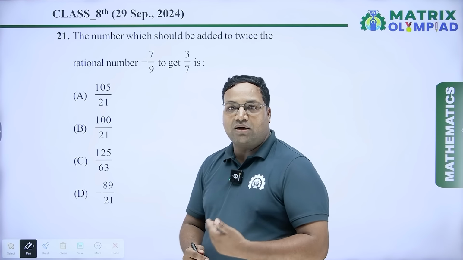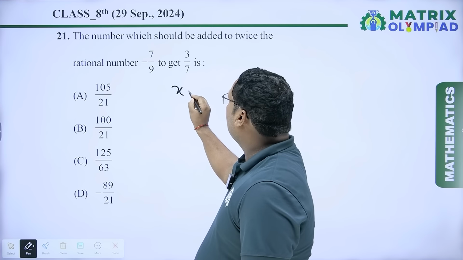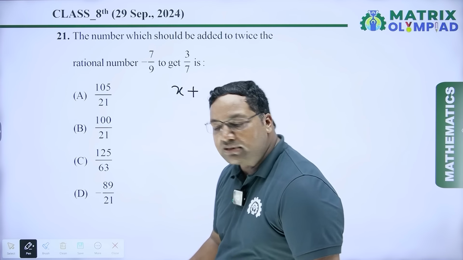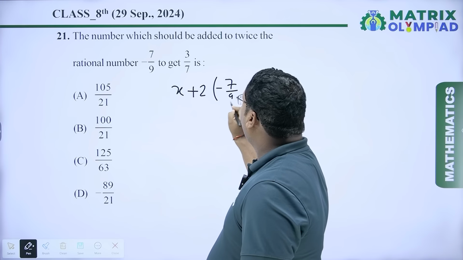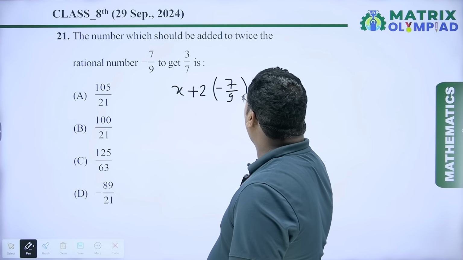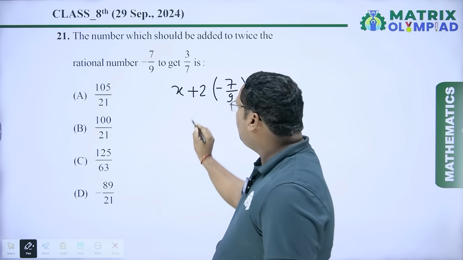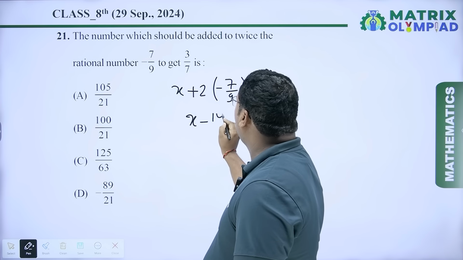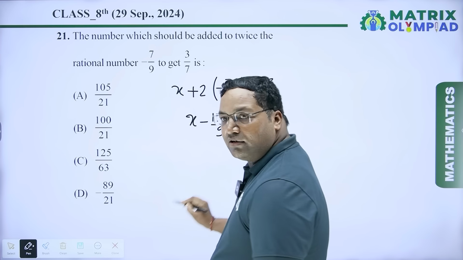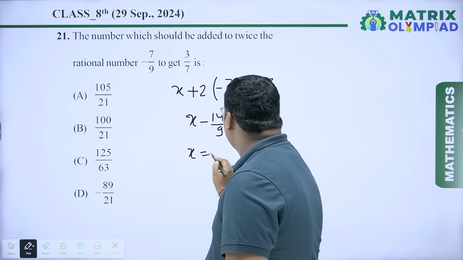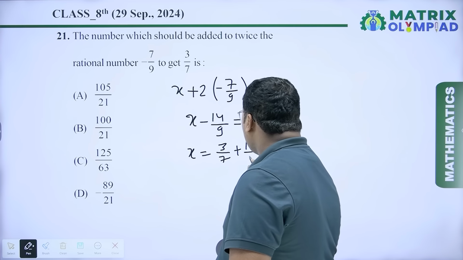So let us assume that number is x. So x, and we have to add, so we have to write here plus sign and twice of minus 7 by 9 to get 3 by 7. So here we have to solve this equation now. So x minus 14 upon 9 is equal to 3 by 7. So here x equal to 3 by 7 plus 14 upon 9.